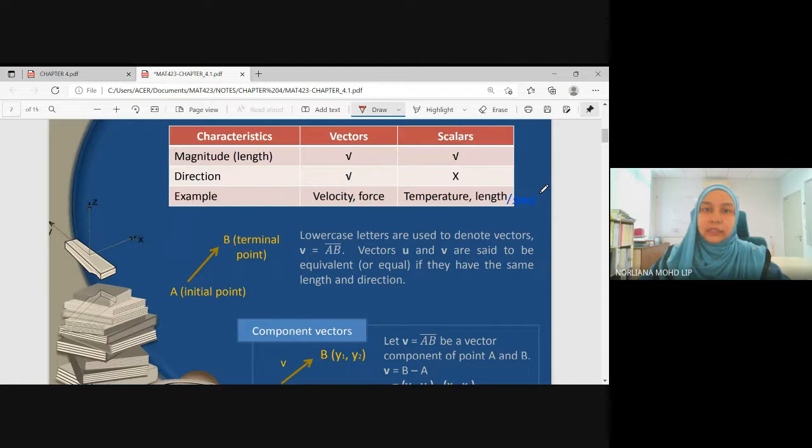The vector uses the notation of lowercase letter. This one, v is equal to AB. Vector u and v are said to be equivalent or equal if they have the same length and direction. Same length and direction, so it is equal vector. So in this figure, A is the initial point and B is the terminal point, or end point.